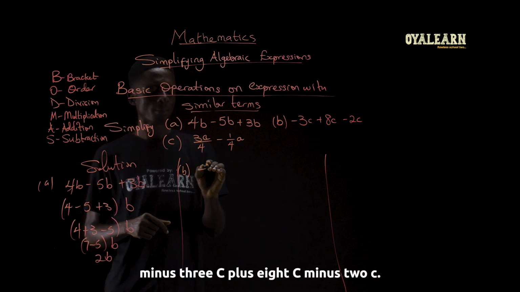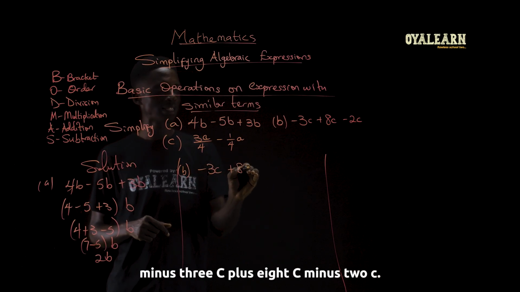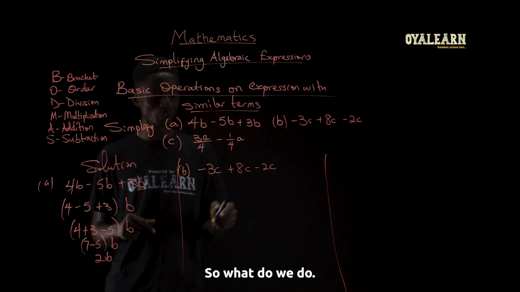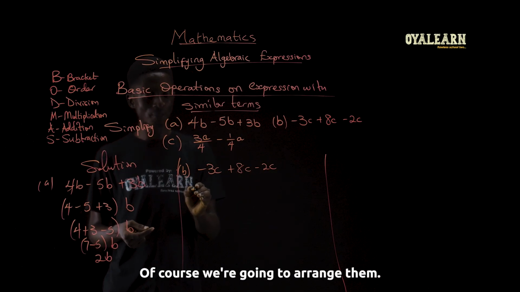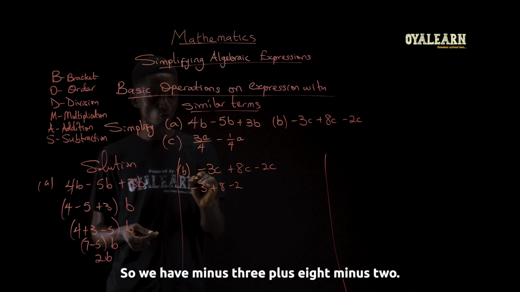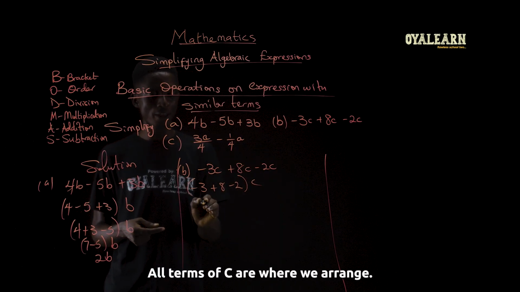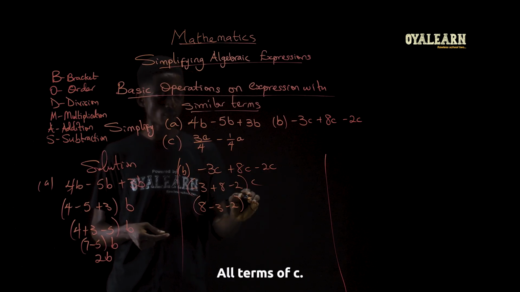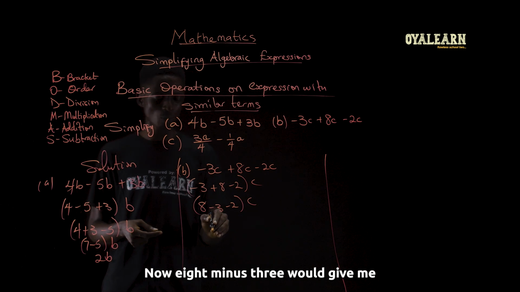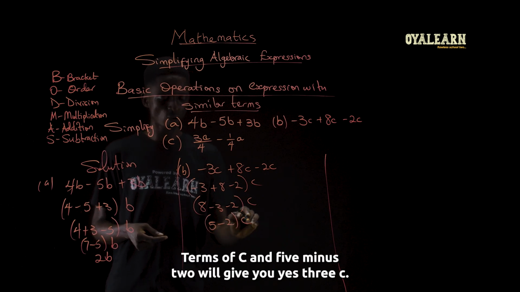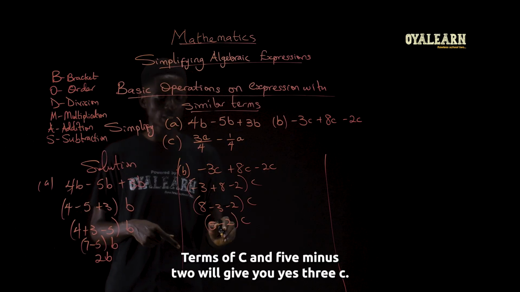Now we have minus 3c plus 8c minus 2c. Now we have two negative values here. So what do we do? Of course, we're going to arrange them. So we have minus 3 plus 8 minus 2, all terms of c. And when we arrange, we have 8 minus 3 minus 2, all terms of c. Now 8 minus 3 is 5, minus 2, terms of c. And 5 minus 2 will give you, yes, 3c.